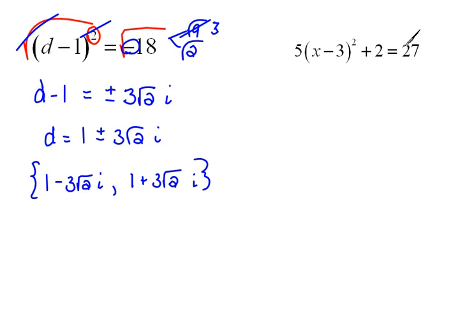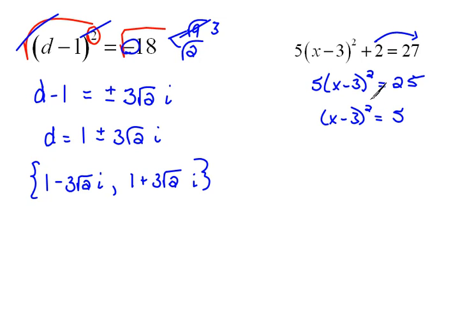Now for this final one here, we can't undo the square until it's all by itself, so we need to do some moving around first. If we take this 2 to the other side by subtracting 2, we now have 5 times x minus 3 squared equals 25. And then if we divide both sides by 5, we have x minus 3 squared equals 5. So that's what you will always want to get. In order to use the square root property, you have to have the perfect square by itself, so that then we can take the square root and undo it.